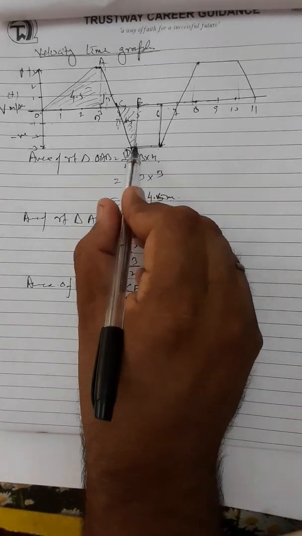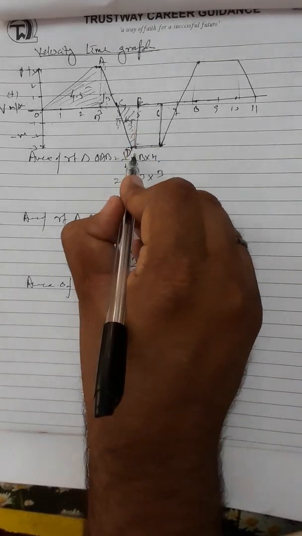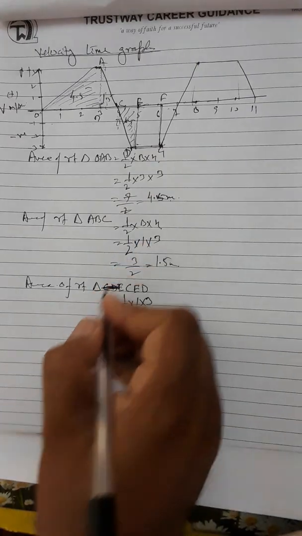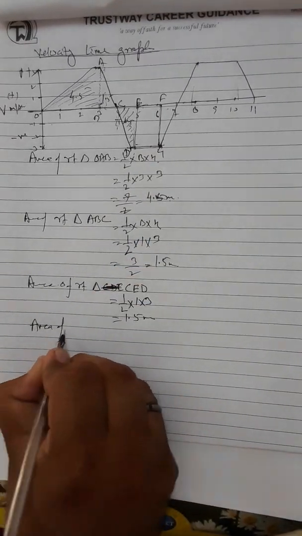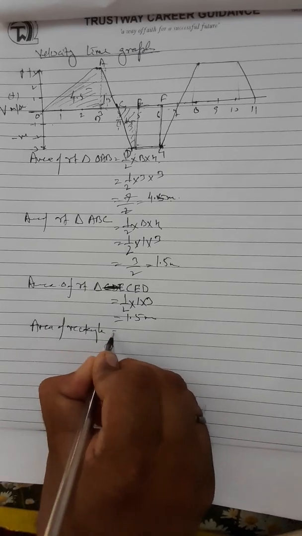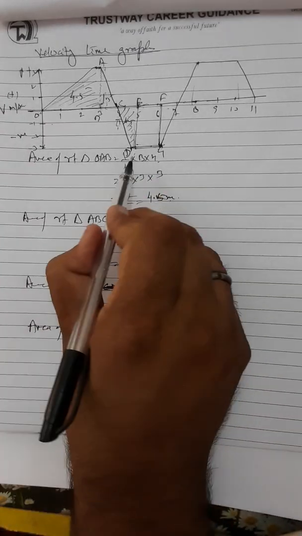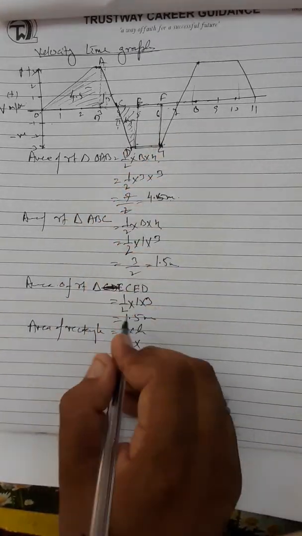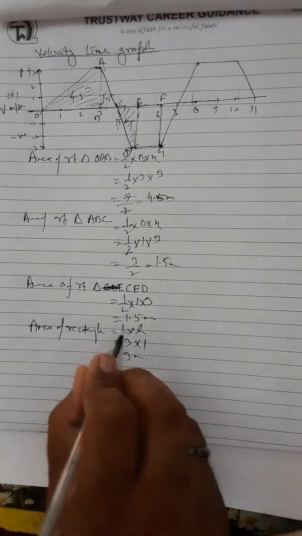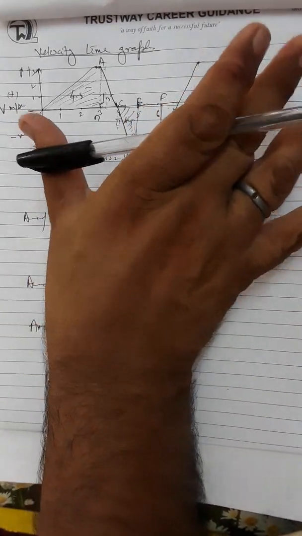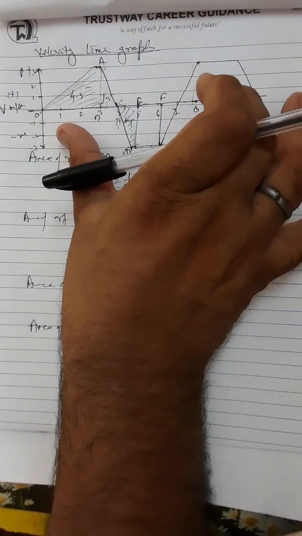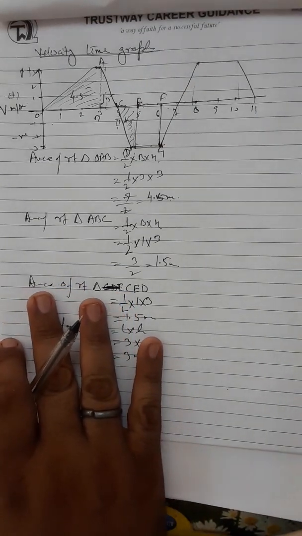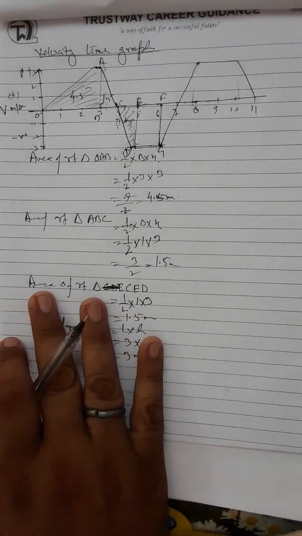1.5 meter. Now this is rectangle EDFG. Area of rectangle is length into breadth. Length is 3 and breadth is 1, so 3 meter. Similarly, we can calculate the displacement done by a body from this figure. Is it clear? Next is the determination of acceleration from velocity time graph.